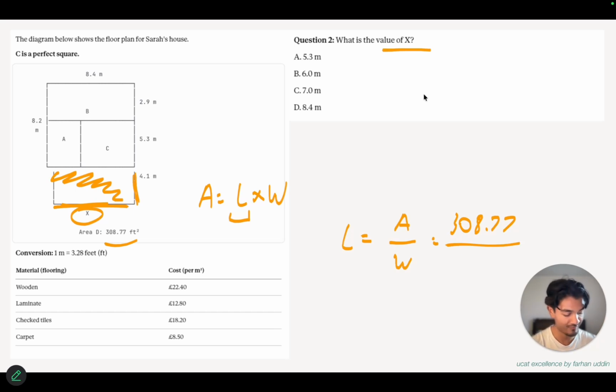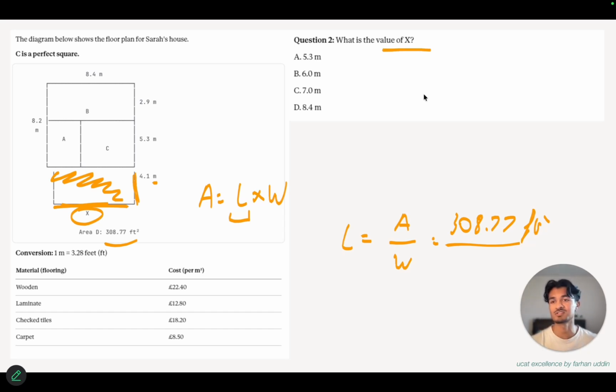We can't divide feet squared with these meters that we have. So what we want to do is have everything in the same unit. Now I can see that in my answer options that they're in meters. So I want to be working in meters so that as soon as I get my answer in the calculator, I know I can just pick whatever answer it's going to be. So with that said, how do we calculate the area of this in meters squared?